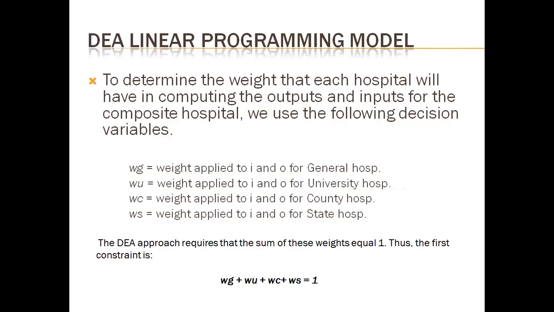Okay, so in the DEA linear programming model, to determine the weight that each hospital will have in computing the outputs and inputs for the composite hospital, we use the following decision variables. WG for the weight applied to input and output for general hospital, WU for the university hospital, WC for county hospital, and WS for state hospital. The DEA approach requires that the sum of these weights is equal to 1. Thus, the first constraint is WG + WU + WC + WS = 1.